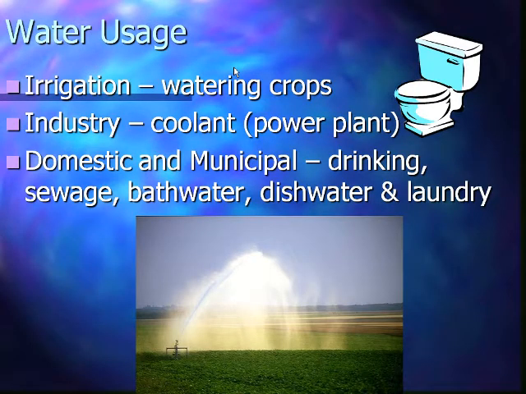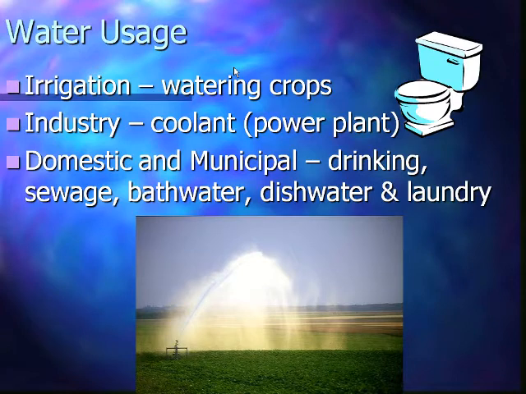Okay, so the water usage, 4 main types of water usage that we see on a regular basis. We see the domestic, where your drinking water, your bath water, your dishwater, your laundry, and municipal, again, all of those things at a municipal level, and then the sewage treatment. All of those are the domestic and the municipal sources. We see a huge water use in irrigation for watering crops, and we also see a big water use in industry where we use water as a coolant to fuel a whole bunch of power plants and chemical processes and stuff like that.